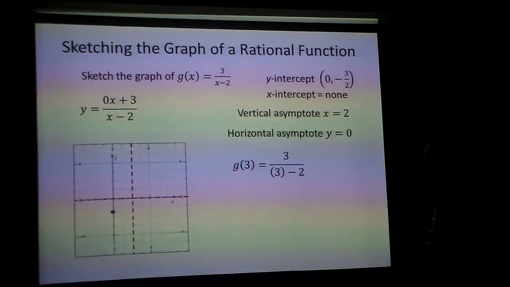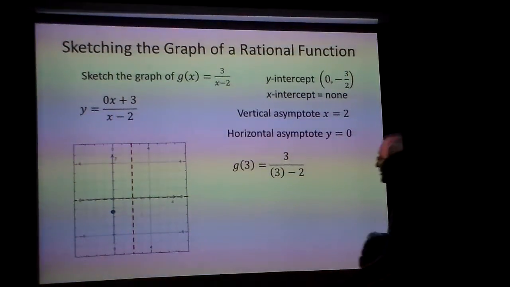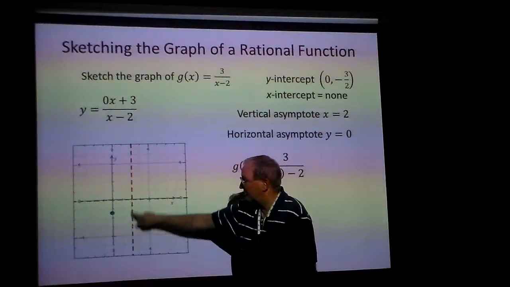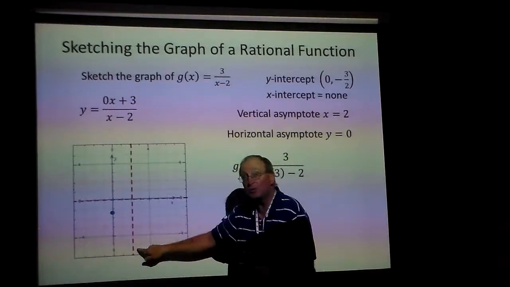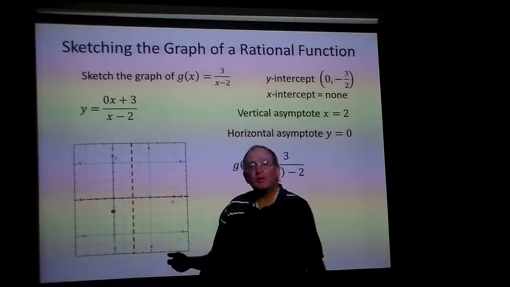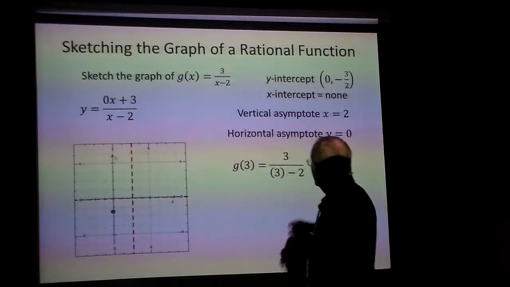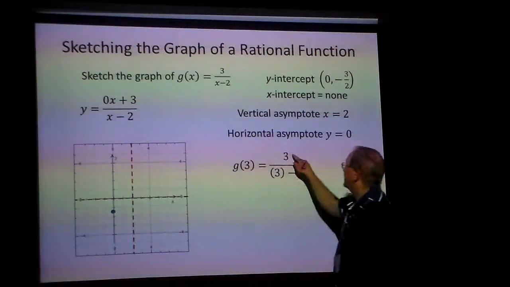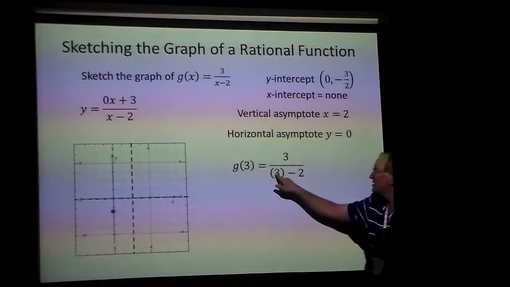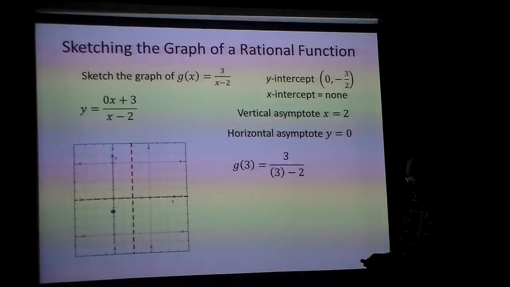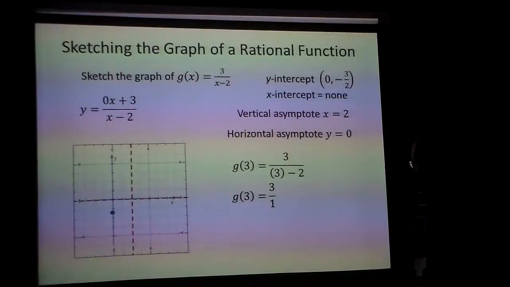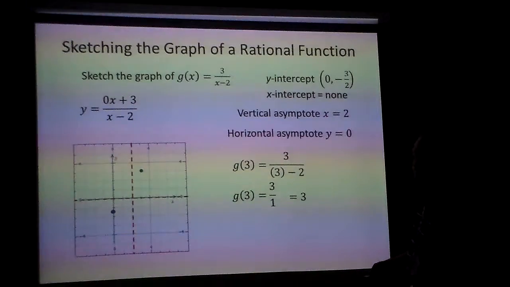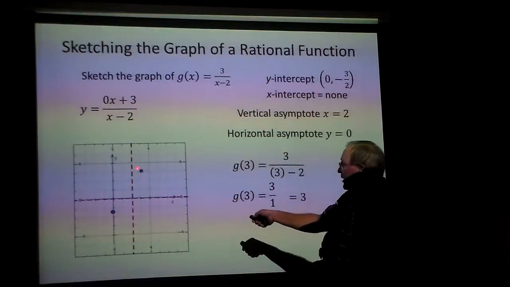So what I need to do is this. I need to pick a point on the right side of where this asymptote is at, x equals 2. Well, what's the easiest number to pick? Larger than 2 would be the number 3. So I'm going to put 3 in the original problem. I'm plugging this 3 in. 3 over 3 minus 2. What is 3 minus 2? 1. So it means the answer is 3. So this is actually at the point 3, 3. I put a dot.